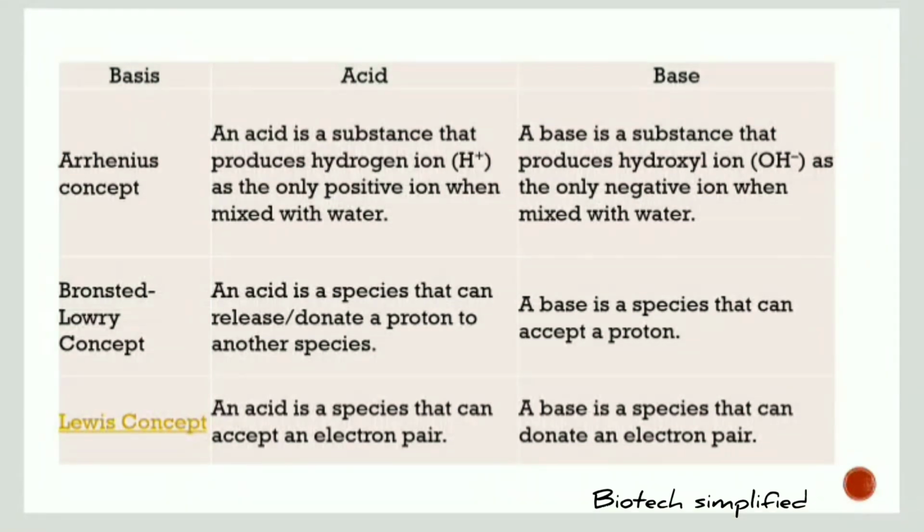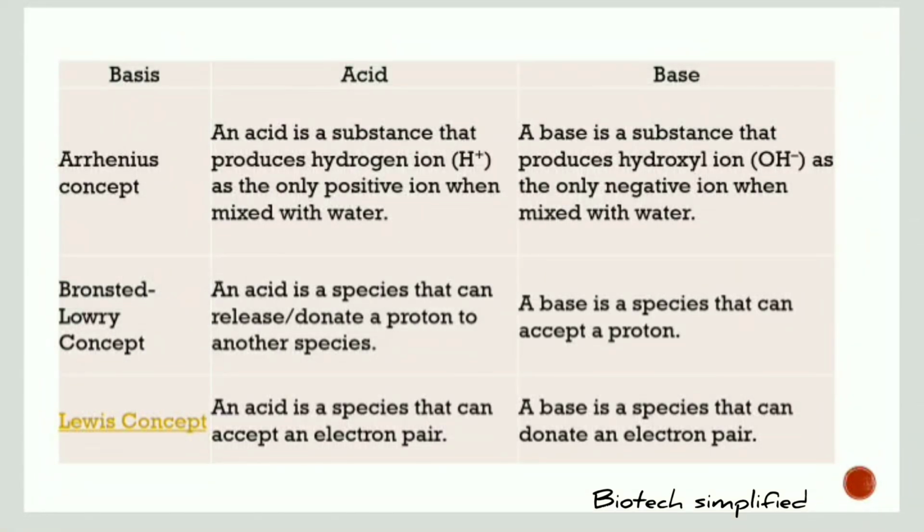Now let us discuss the third difference. It is the Lewis concept. According to the Lewis concept, an acid is a species that can accept an electron pair, whereas a base is a species that can donate an electron pair. So this concept was explained by Lewis. The three main concepts and their differentiations have been explained.